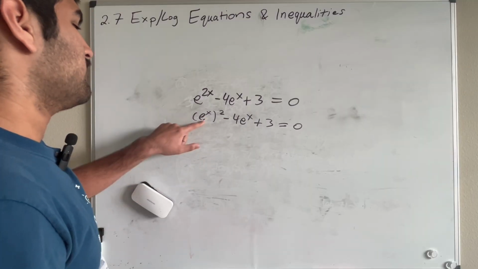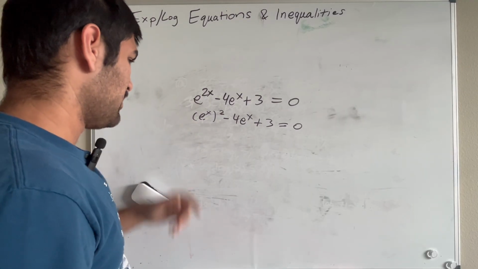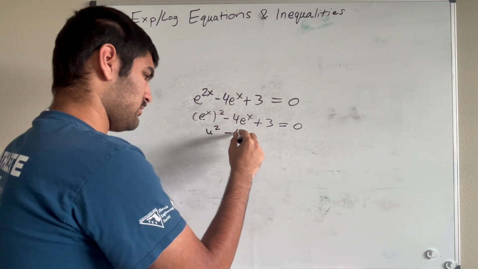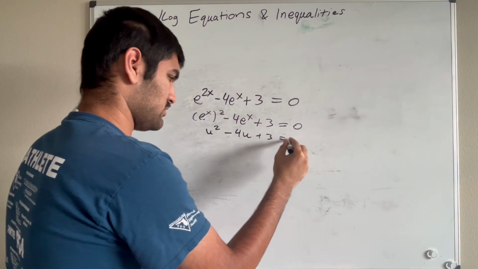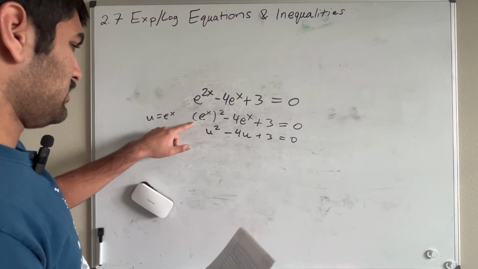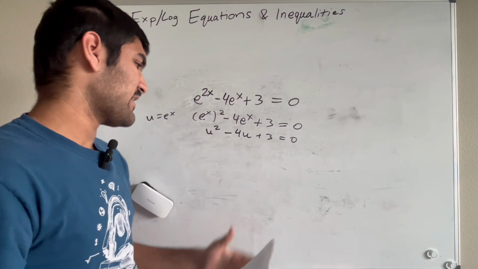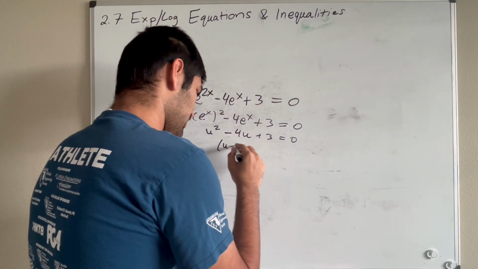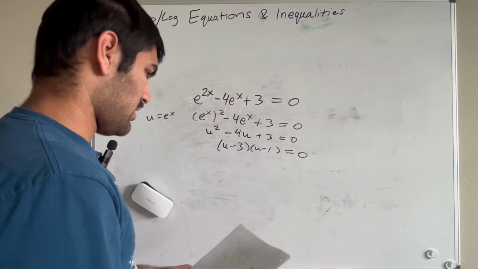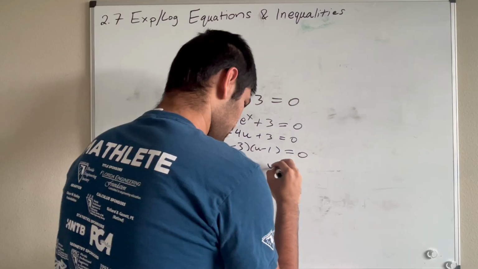So now, if you just in your mind replace e to the x with some other variable like u, let's say, then you get u squared minus 4u plus 3, right? So if we had u is equal to e to the x, then this whole thing just transforms into this. And this is a quadratic, so we can just factor this. And if you factor it, you get u minus 3 times u minus 1. Okay, and then from this first one, you get that u is equal to 3. And from the second one, you get u is equal to 1.